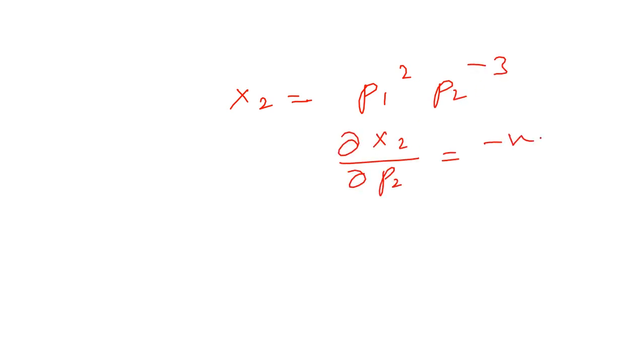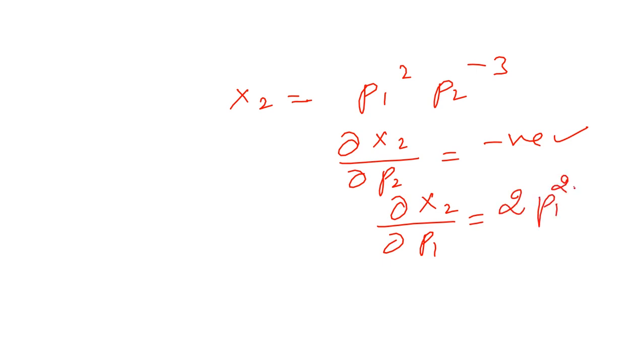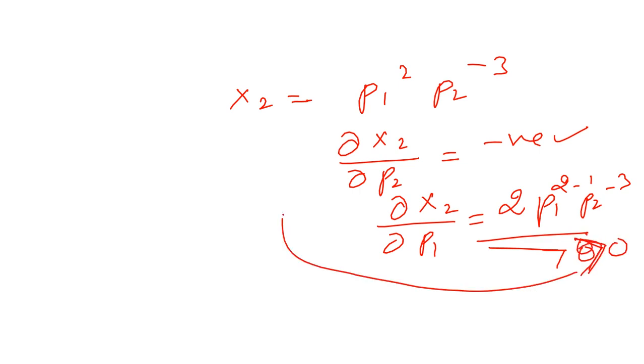Now, what about my x2, which is given to be this? If I try to find this thing, it has to be negative. If I try to find del x2 by del p1, this is basically a 2, p1, 2 minus 1, p2 minus 3, greater than 0. Why? Because the prices cannot be negative. So I would say that the goods are substitutes.